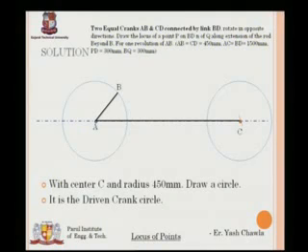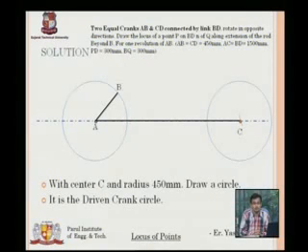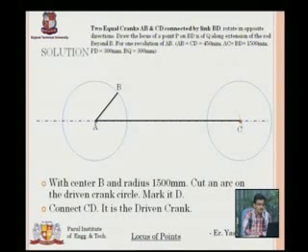Where is my other crank? It will be in relation with the crank AB. So I need to mark the position of D with respect to B, which is given to me. BD is equal to 1500 mm. I have already drawn the crank circle, so I'll move on. With radius equal to 1500 mm and center equal to B, I'll cut an arc on my circle and name it D. This is my driven circle on which I have cut the arc, and this is my driven crank.